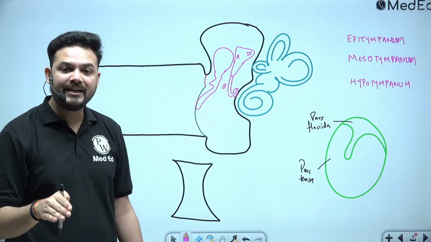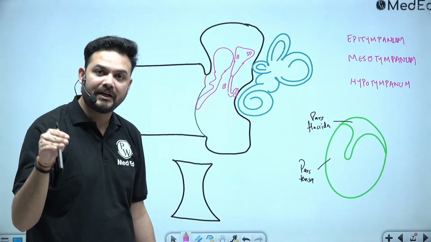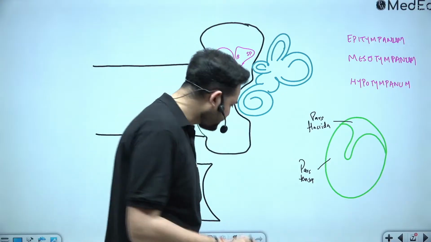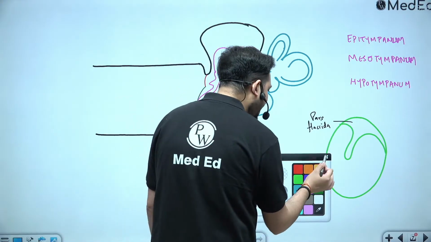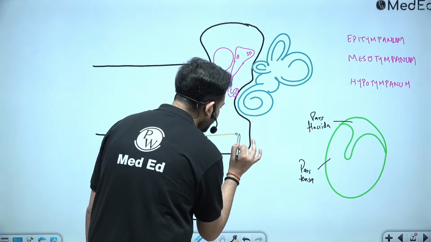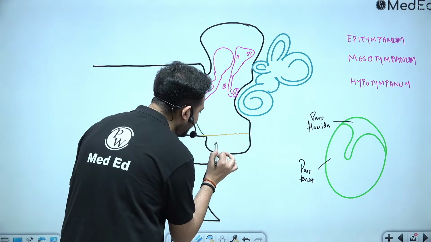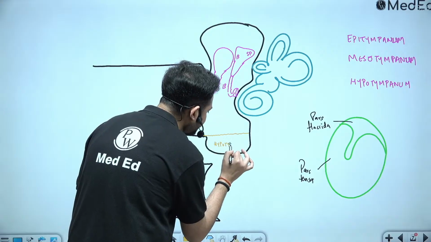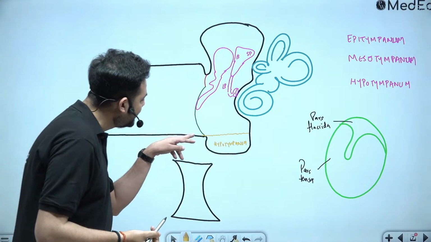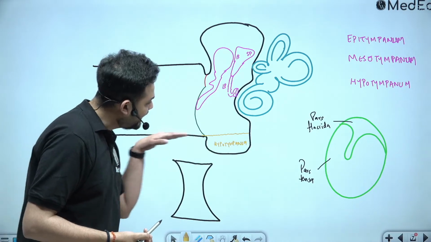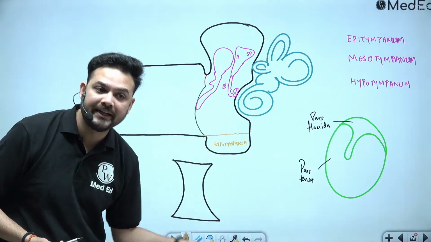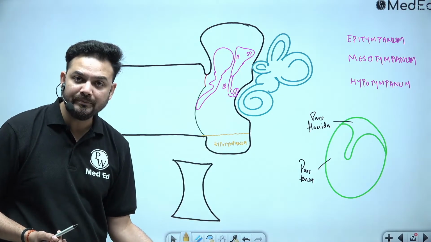Now, how can I identify this? What is epitympanum, what is mesotympanum, and what is hypotympanum? Okay, we need to draw some imaginary lines. If I draw an imaginary line from the lower end of my pars tensa and I go behind, anything below it will be my hypotympanum. Hypo means below. Tympanum means middle ear. Okay?